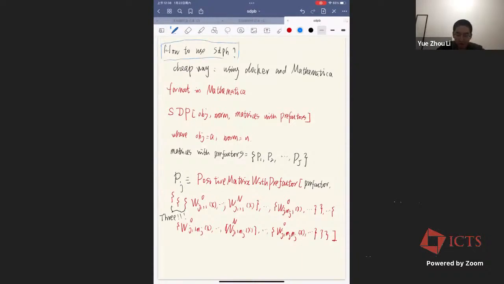How do we really use SDPB? So all I do is actually the cheap way. But if you can understand the source code of SDPB and some libraries from Davide Simmons-Duffin, you can maybe use a more brilliant way, like running SDPB on high performance computers and so on. But the cheap way I'm going to introduce is that we use Docker and we use Mathematica.